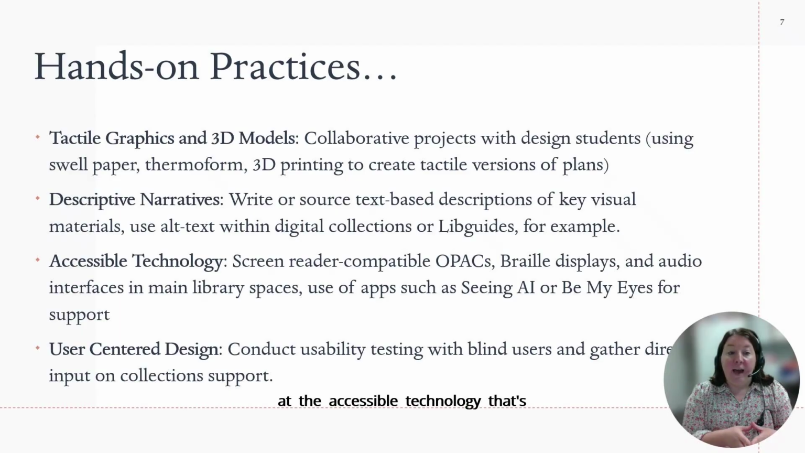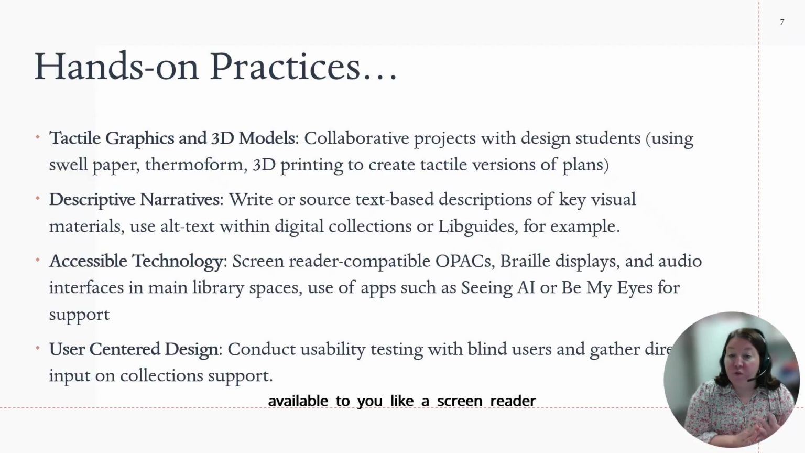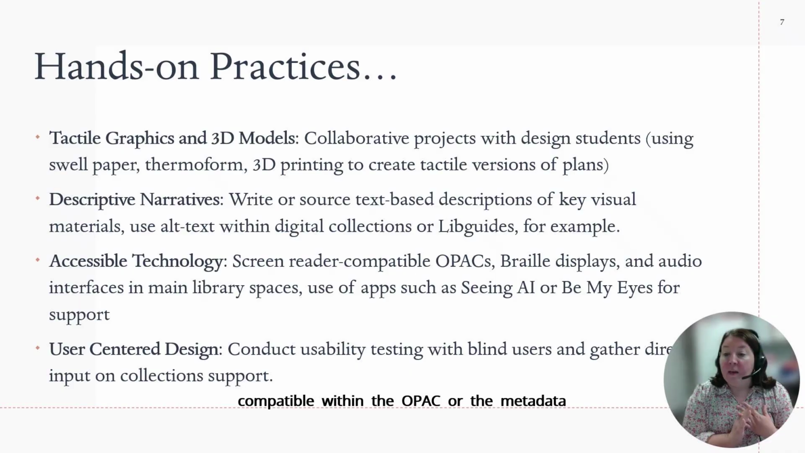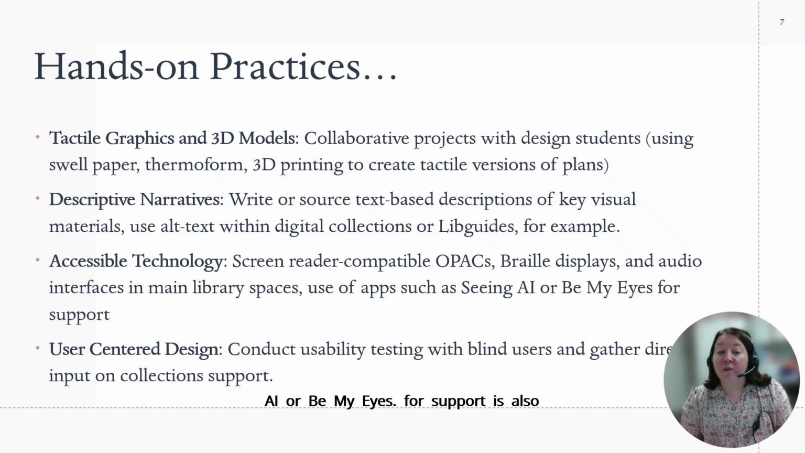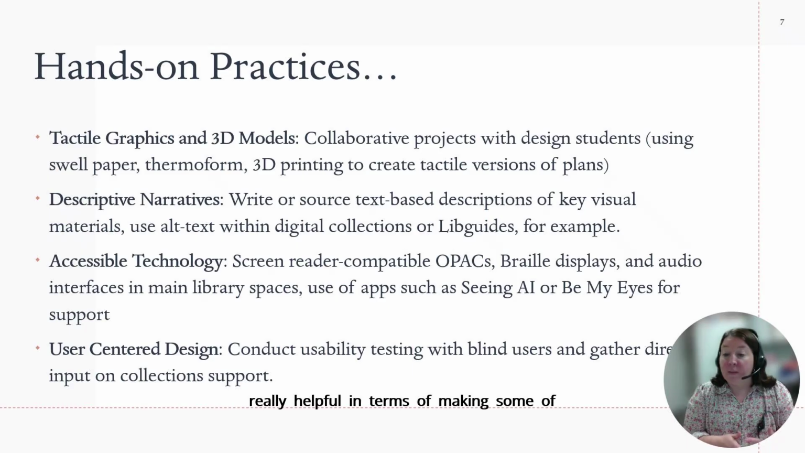Also looking at the accessible technology that's available to you, like a screen reader compatible within the OPAC or the metadata record. I'm looking at braille displays and audio interfaces in the main library spaces. Really using apps such as Seeing AI or Be My Eyes for support is also really helpful in terms of making some of this more accessible.